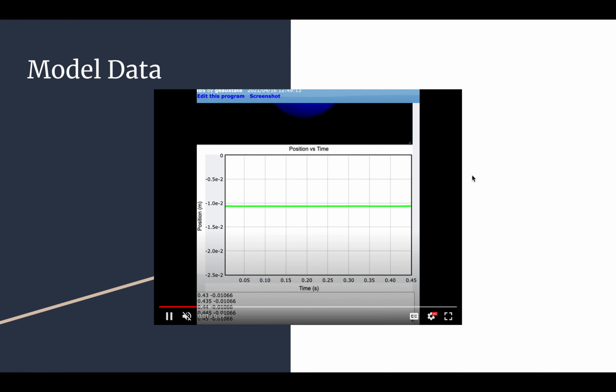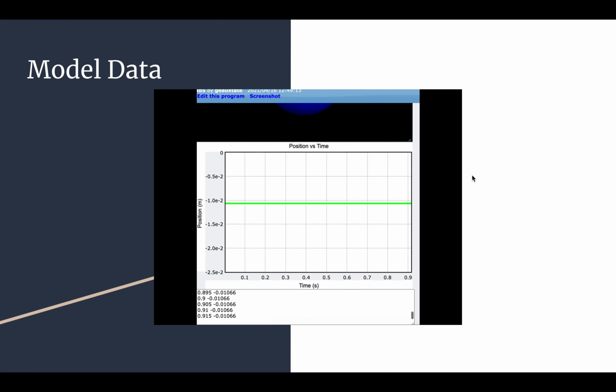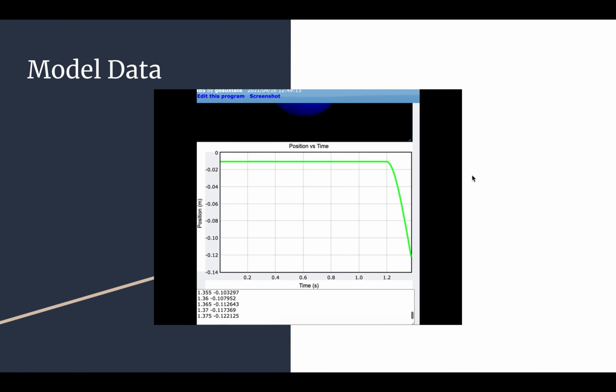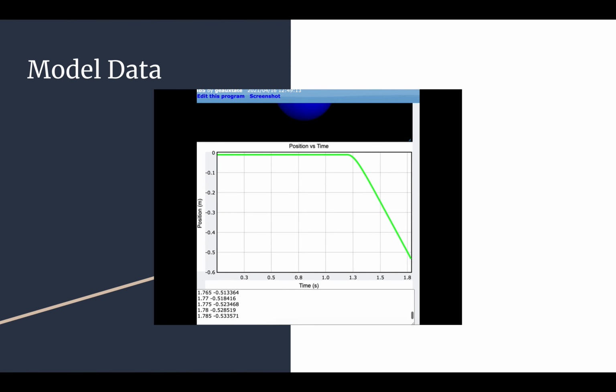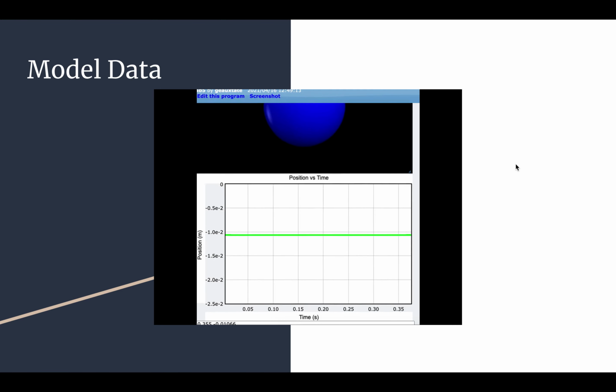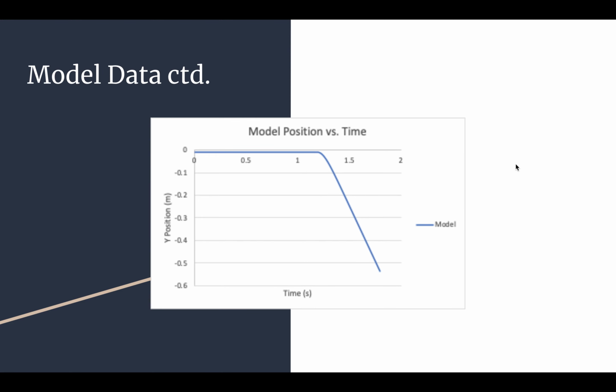Here is the model of motion in Tracker. As you can see, as the code runs, the first half of motion represents a motionless bottom of the slinky, while the second half represents the slinky's downfall. Here's the graph of that motion.